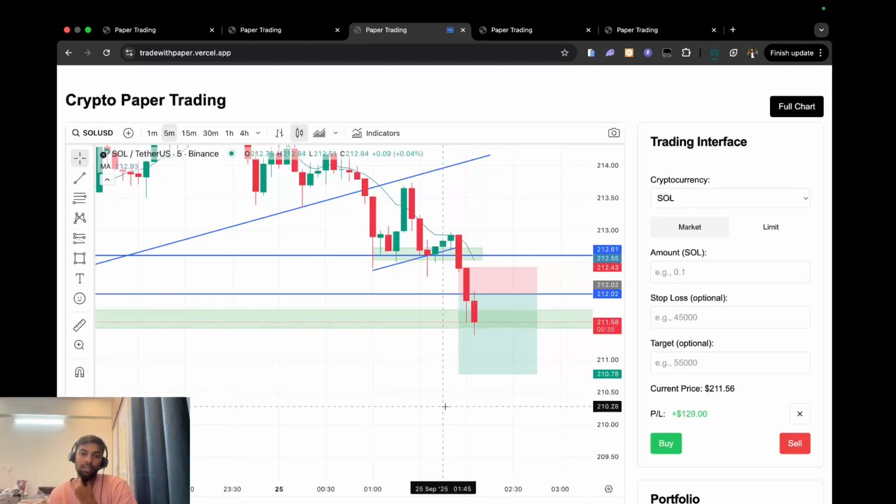Okay, so it is 30 more seconds to go, guys. Let's see how this candle will close. If this candle closes in a big red candle, then we are pretty much sure that the target will be reached in a few more candles. So let's wait.